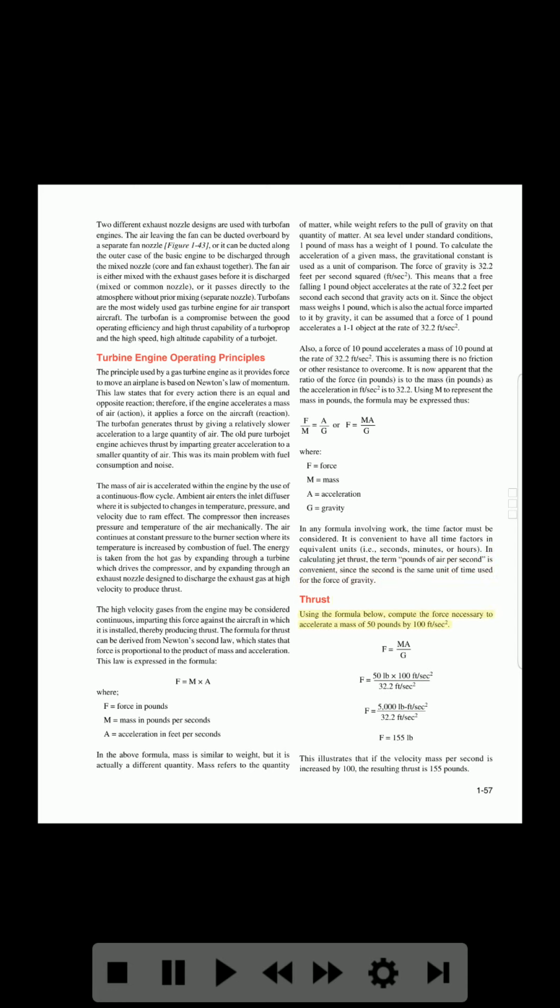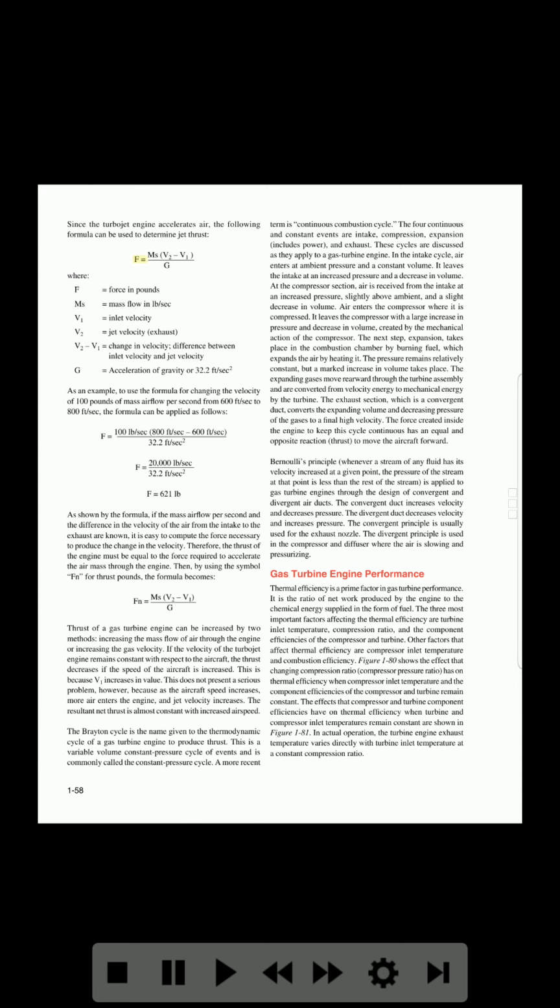Using the formula below, compute the force necessary to accelerate a mass of 50 pounds by 100 ft/s². F = ma/g = (50 pounds × 100 ft/s²) / 32.2 ft/s² = 5,000 pounds ft/s² / 32.2 ft/s². F = 155 pounds. This illustrates that if the velocity of the mass per second is increased by 100, the resulting thrust is 155 pounds. 1-57.